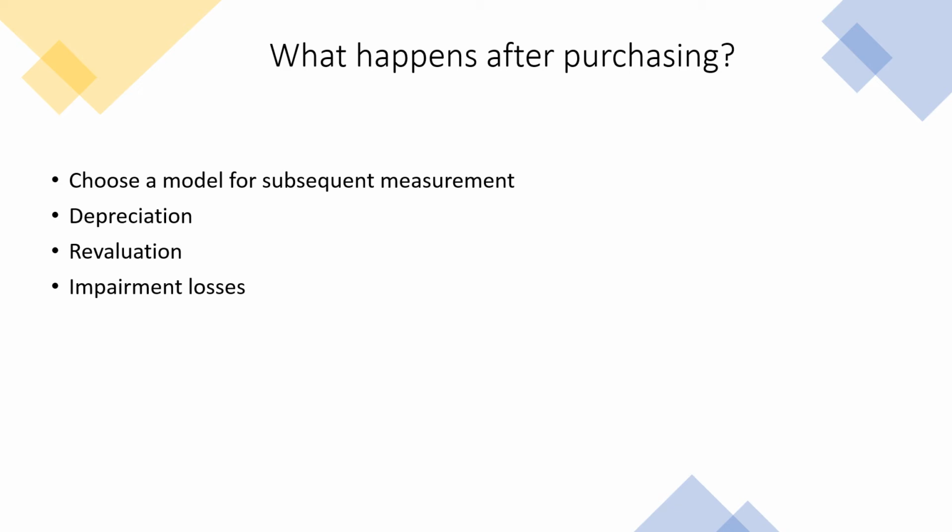The first thing you need to do is choose a model, either the cost price model or the revaluation model. You then need to depreciate your asset every 12 months, as well as any impairment losses in terms of IAS 36. Should you choose the revaluation model, you will either get a revaluation surplus or a revaluation deficit.